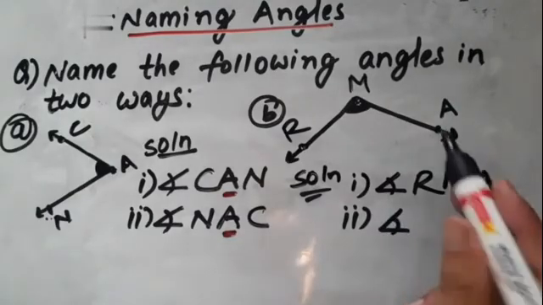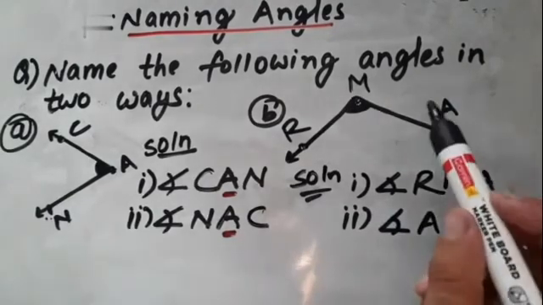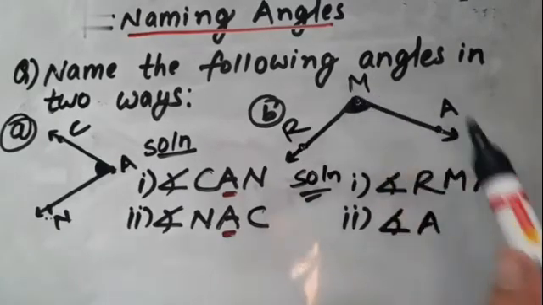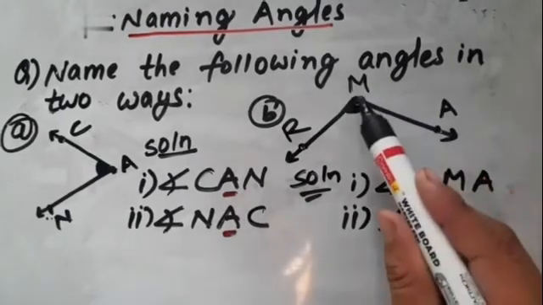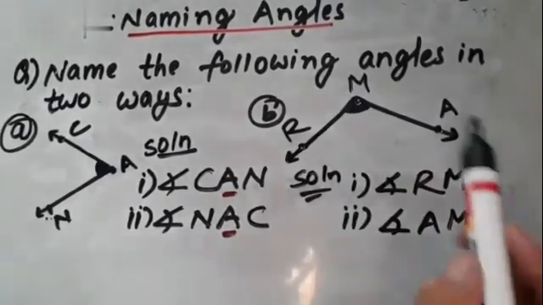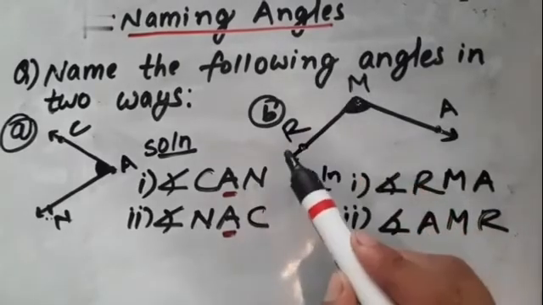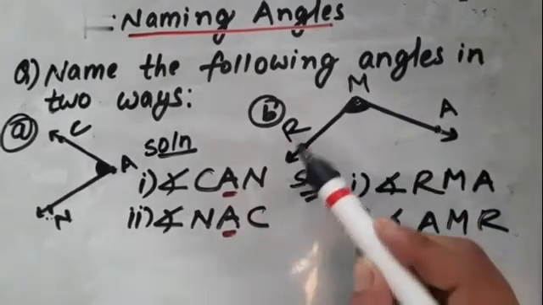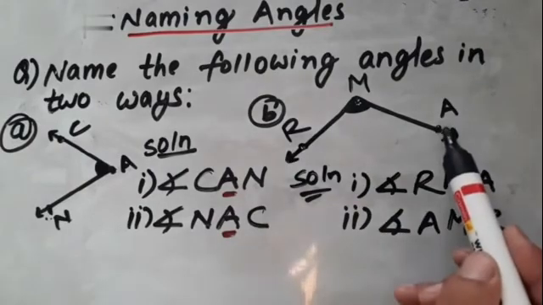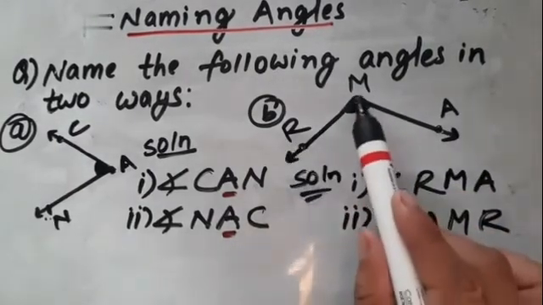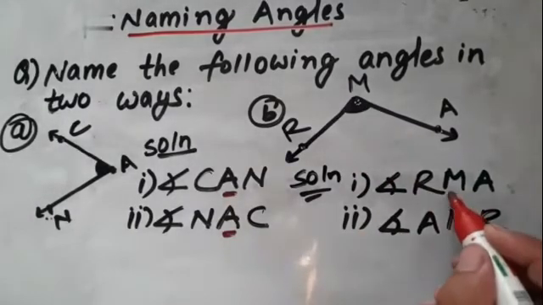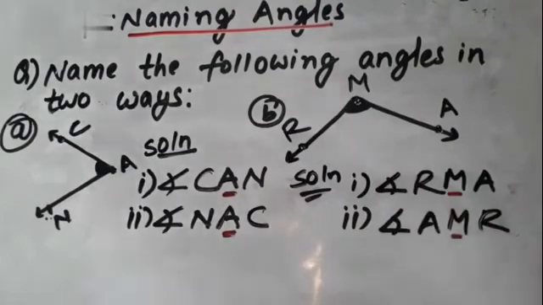Angle A. Now the vertex is M, so the vertex must lie in the middle. A M R. Angle A M R. One way is angle R M A. Another way is A M R. Your vertex is M, so here again vertex M lies in the middle.